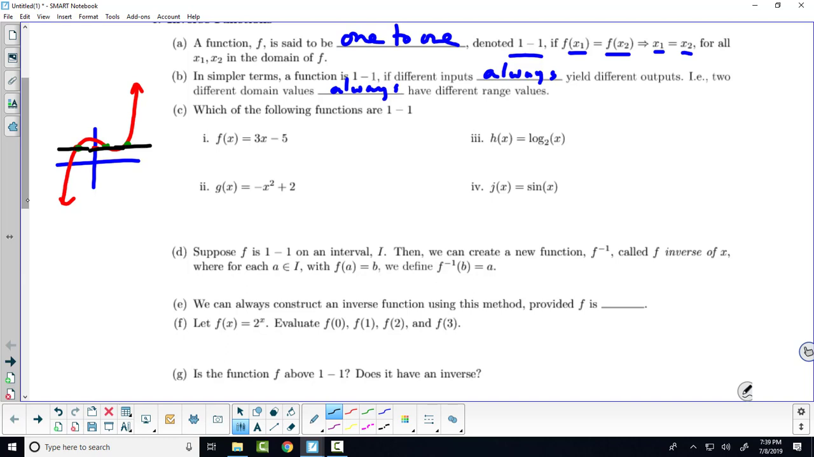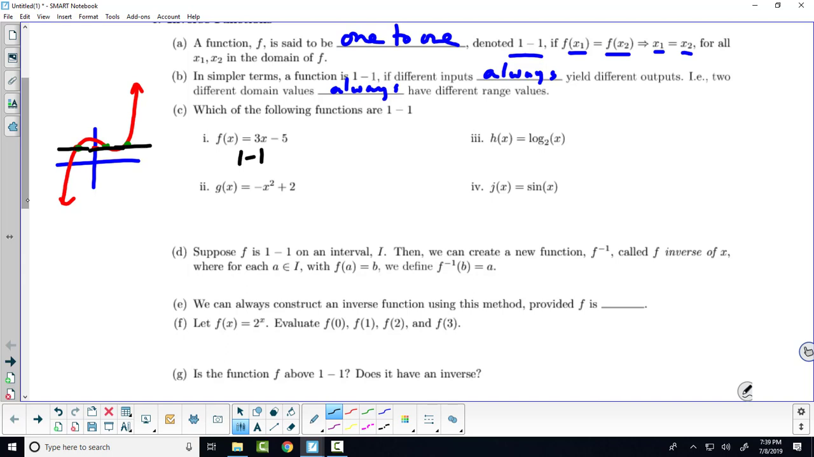Okay, so which of the following functions are 1-to-1? Well, the first one is 1-to-1. Notice if you were to put a 4 into this function, it spits out a 7. Is there any other number that will spit out a 7? No, there's not. If you set that equal to 7 and try to solve for x, you'll only get one solution for it. So it's a 1-to-1 function.